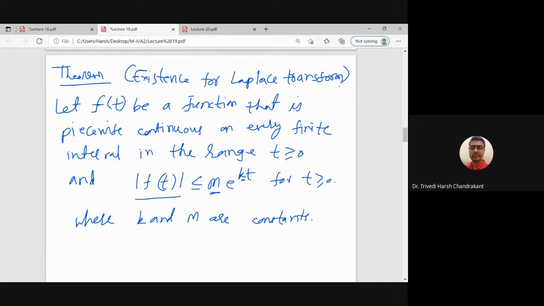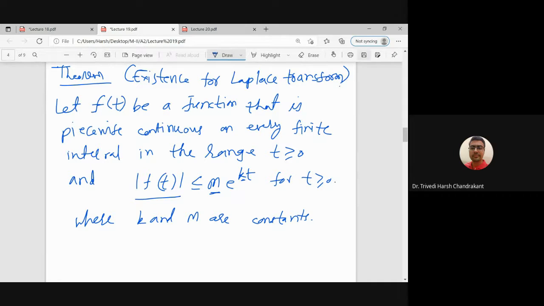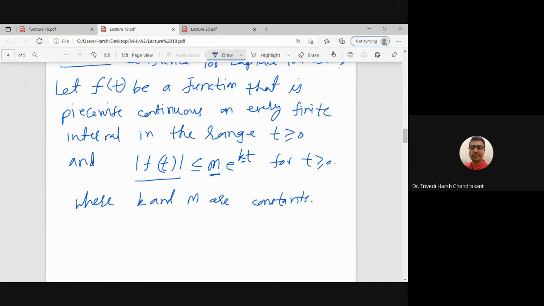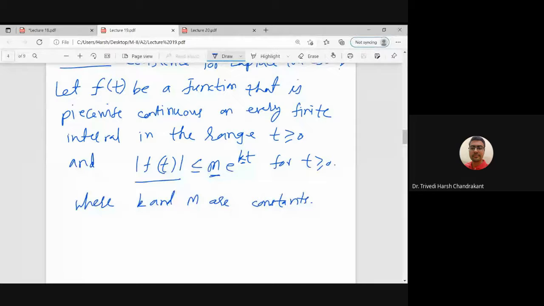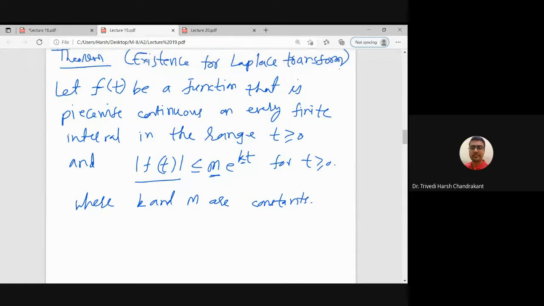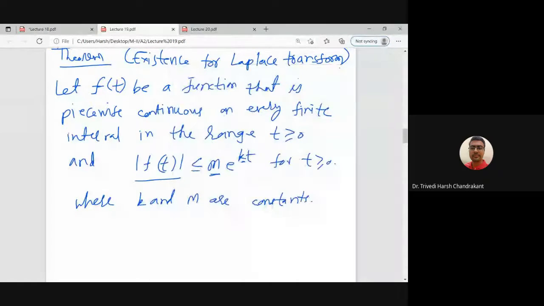So here constant means they are real numbers, and since we are taking the modulus of f(t) less than or equal to M times this function, that means M is a non-negative number, right? So then what we can say is, in this case, the Laplace transform exists.